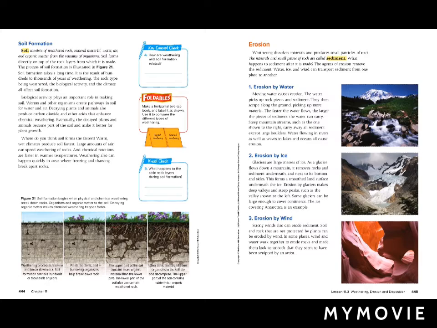Figure 21. Soil formation begins when physical and chemical weathering break down rocks. Organisms add organic matter to the soil. Weathering dissolves minerals and produces small particles of rock. The minerals and small pieces of rock are called sediment.